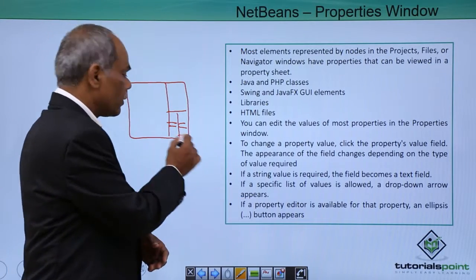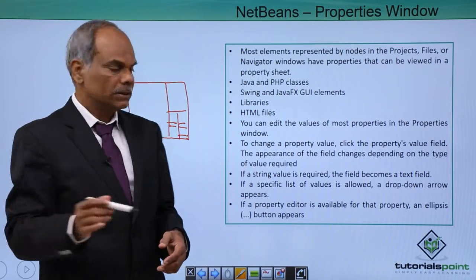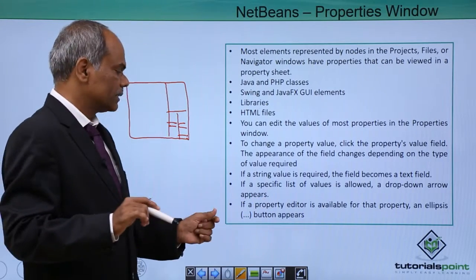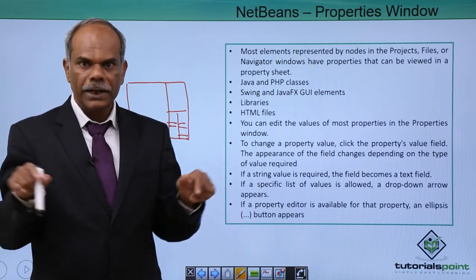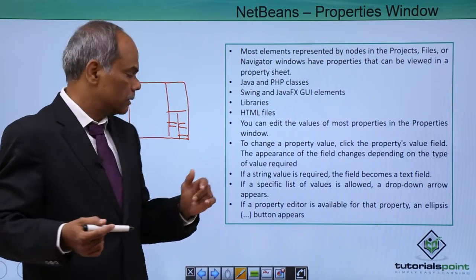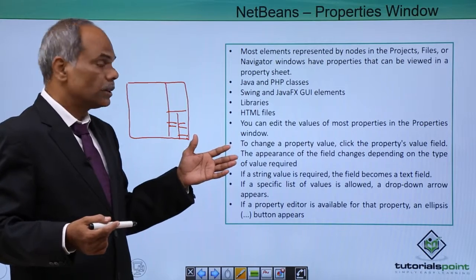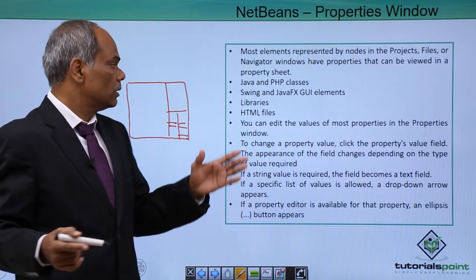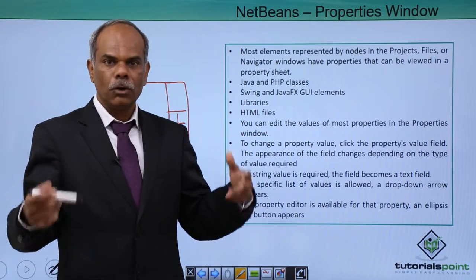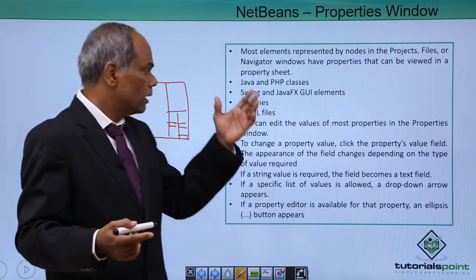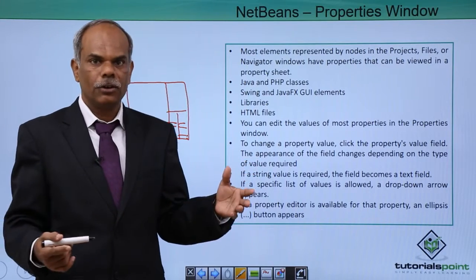In front of that, there will be an ellipsis. An ellipsis is a collection of three dots. Click on that, a property editor window will pop up and you enter the values of the properties there. So it is a very useful feature of the properties window to manipulate, modify, or edit the values associated with the different properties of the different objects.